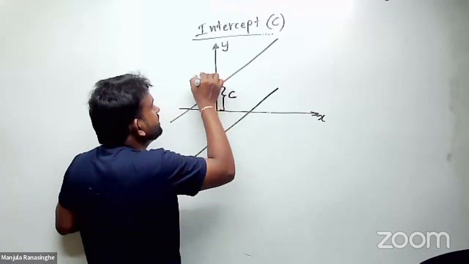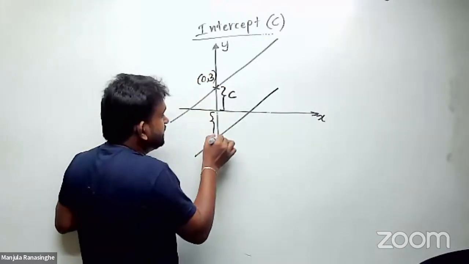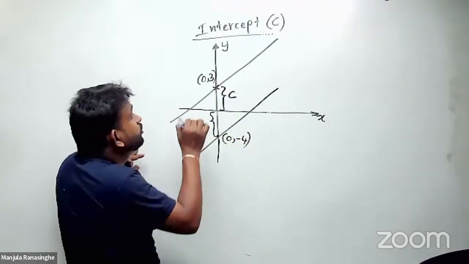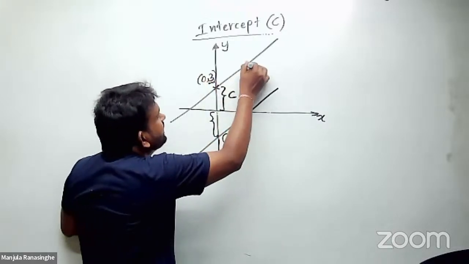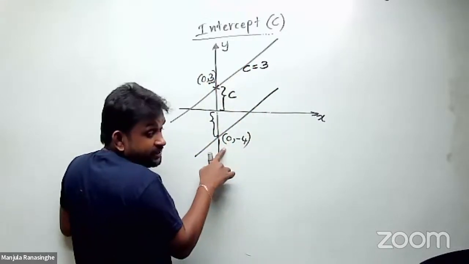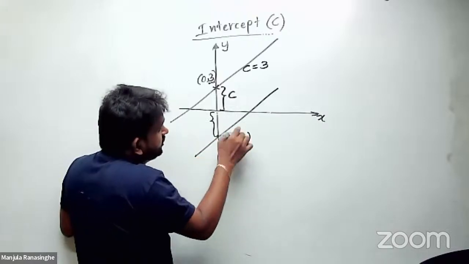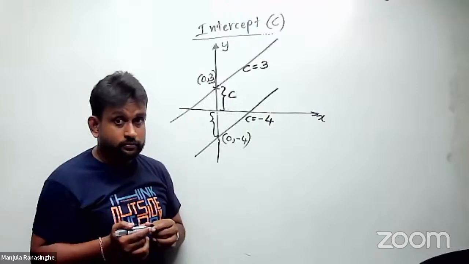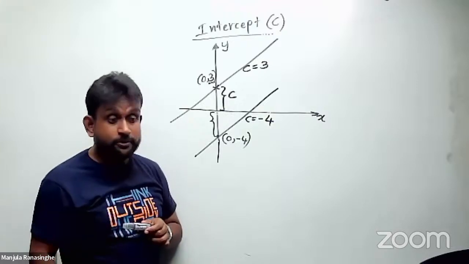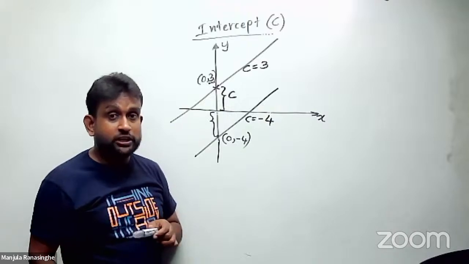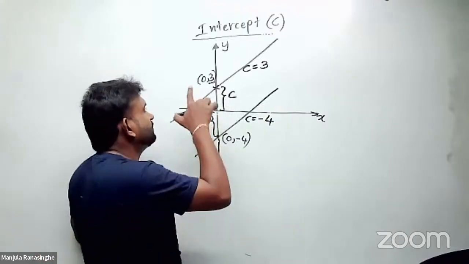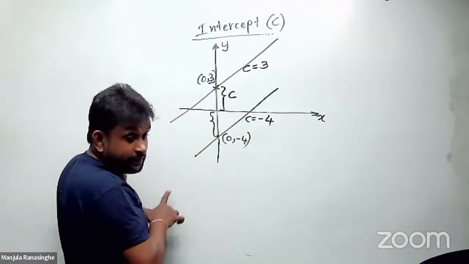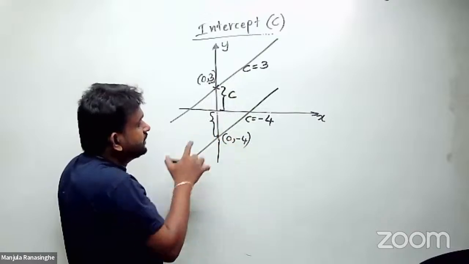Right. Here imagine 0, 3. Then here 0, negative 4. So what is the gradient now? Positive 3 is the gradient here. Right. Then what is the gradient here? The y cutting value, negative 4. Then that is negative 4. C is negative 4. So these are the intercepts of the straight line. So what is the intercept here? Positive 3. What is the intercept there? Negative 4. Not the gradient. Intercept. So intercept 3, intercept negative 4.